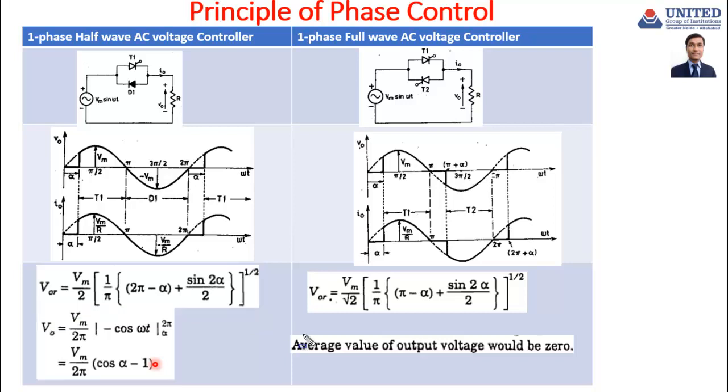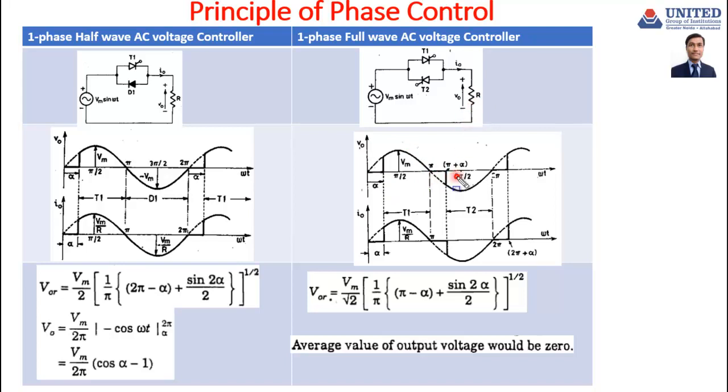Now let us see the single phase full wave AC voltage controller. This circuit consists of two SCRs connected in anti-parallel. During the positive half cycle, T1 is triggered at firing angle alpha. Then it conducts from omega t equal to alpha to pi for this resistive load.